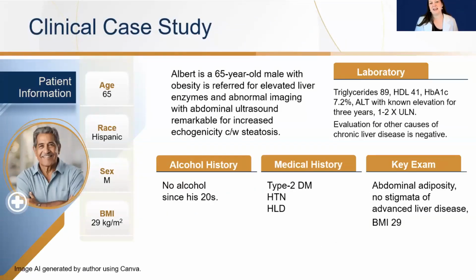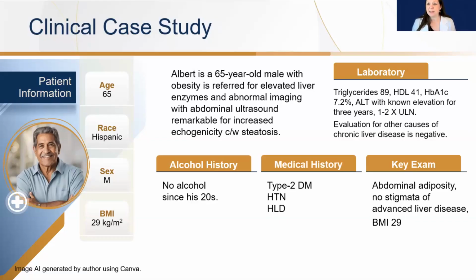So let's get into our case study. We've got Albert, who is a 65-year-old male. He has a history of obesity. He's been referred to our practice today for elevated liver enzymes, and he's already had some abnormal imaging that was ordered by his PCP that shows that he's got some increased echogenicity, which we believe is consistent with steatosis, or fat in the liver.